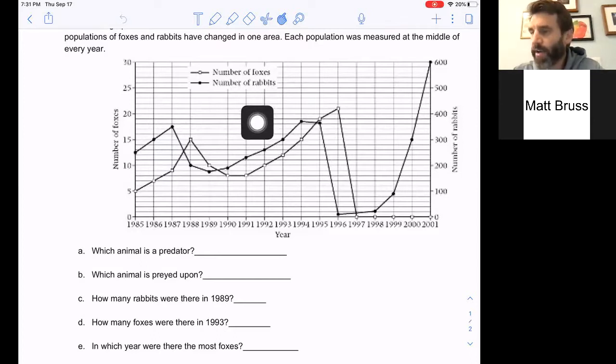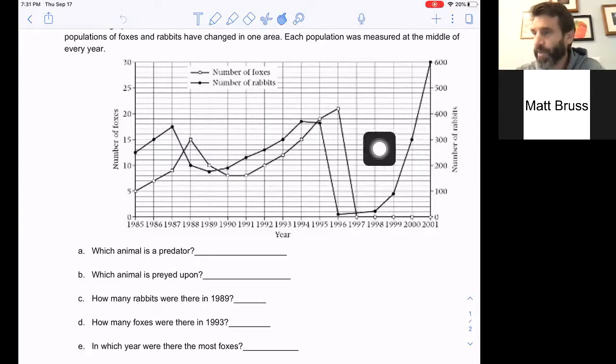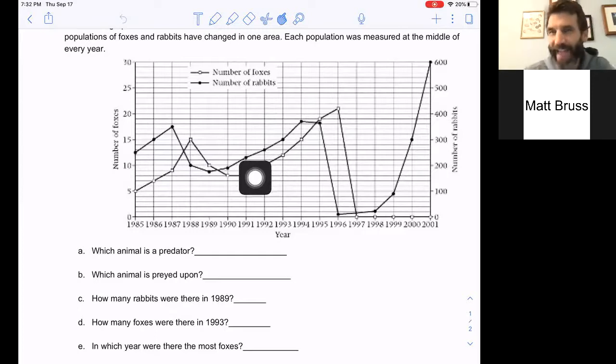And we said, okay, this seems good. But what about what Mr. Bruss was just talking about? Shouldn't the rabbit population be much higher than the fox population? Yet when I look at this graph, it seems like these lines are very close to each other. And that is a little trick of this graph.